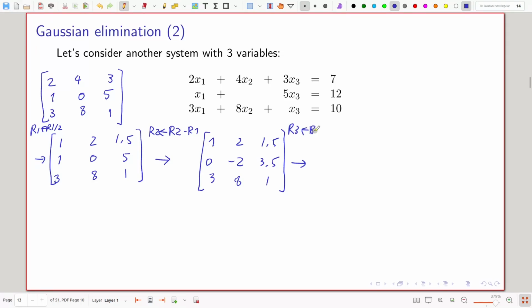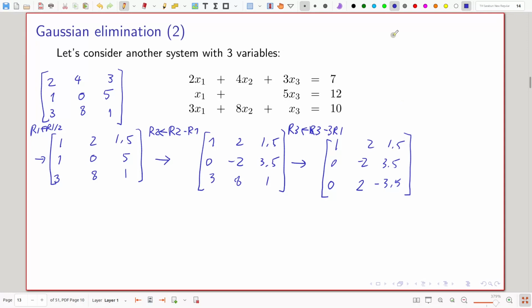So I have R3 minus 3R1. Okay, so what do we get here? 1, 2, 1.5, 0, minus 2, 3.5. Now, this becomes 0. Okay, so I have 2 times 3, subtract with this, so I remain with 2, right? And here I multiply by 3, so I get 4.5 minus 1, so I get.